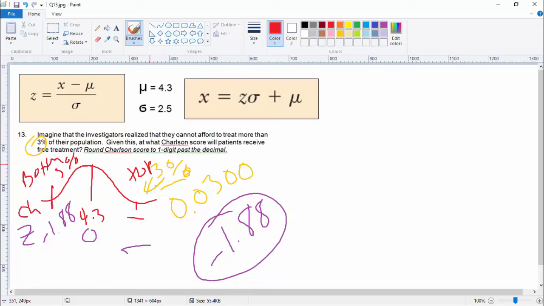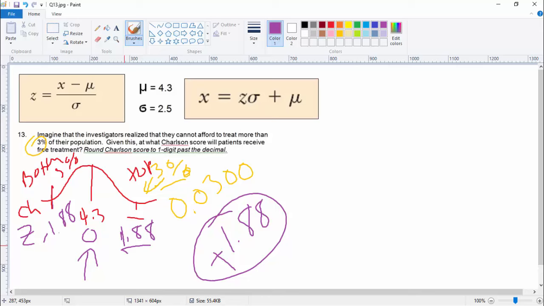Well, it's pretty easy actually. You just make it plus, because this is 0 here, and it's a mirror image. So we'll just fill this in, plus 1.88. Wasn't that easy? So again, when you have these, you want to draw the picture because you just want to make sure that when you get to this point, you're using the right flavor of z-score, negative or positive.